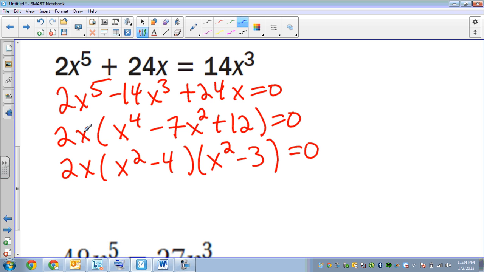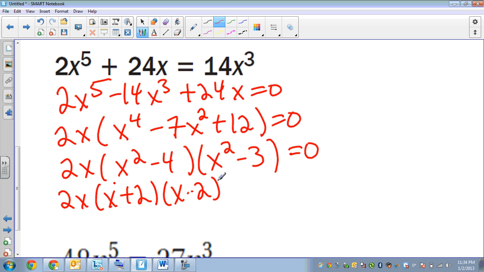This is just what we did on that front page. Now the new part here, oops, one more thing. We can factor out this middle one here. x plus 2, x minus 2. And we can't do the square root of 3, so we leave that one.